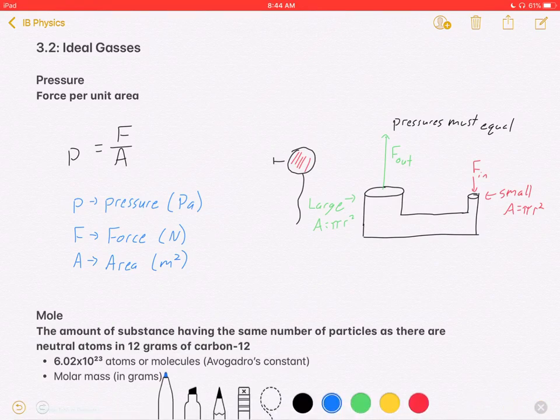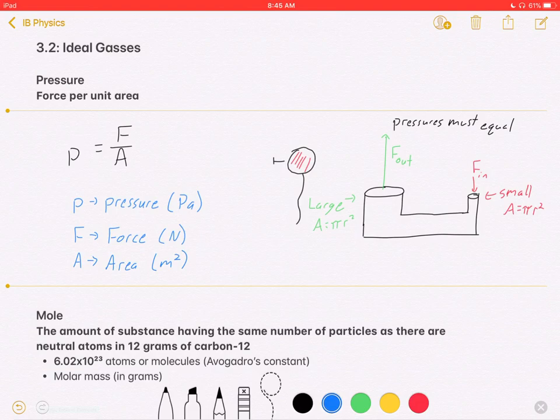Now, a few things to note here. Pressure is measured in pascals. Now, a pascal is a Newton per meter squared. A Newton is very, very small, and a meter squared is a huge area. And so a pascal is very, very, very small. We're generally going to measure our pressures in kilopascals. And so you'll have to do times 10 to the third to get back to your base unit of pascals.